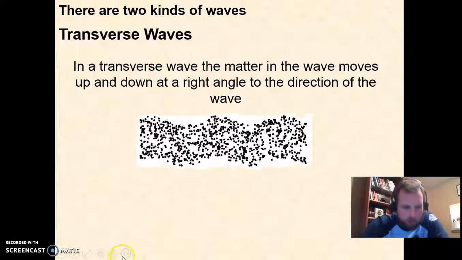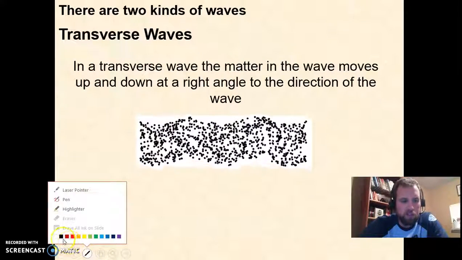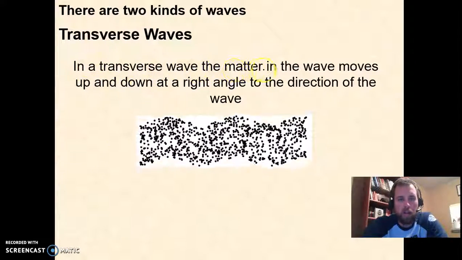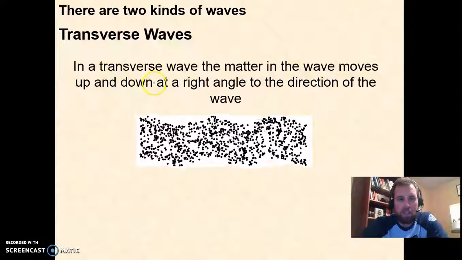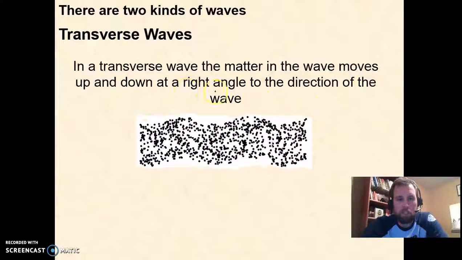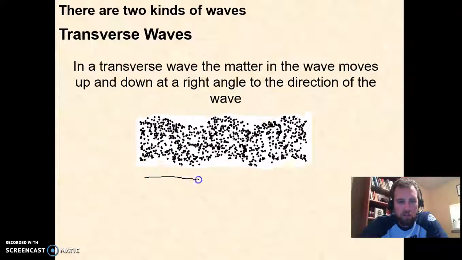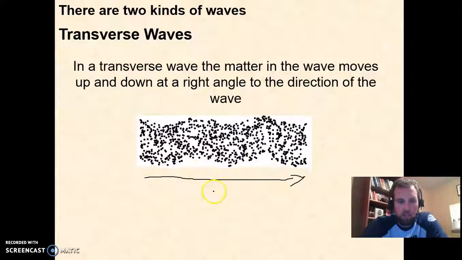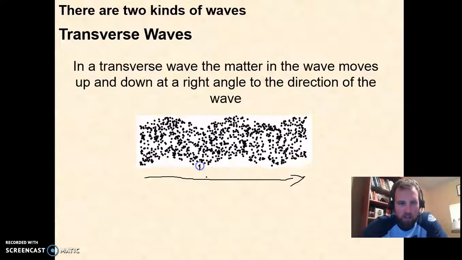So first type of wave that we need to know is a transverse wave. So a transverse wave, everybody, definition says, is a wave where the matter, right, the stuff, the little dots here, they move up and down at a right angle to the direction of the wave. Sometimes we'll say perpendicular. So if you look at this, the wave is moving from left to right. We can see that the energy is being moved from left to right.